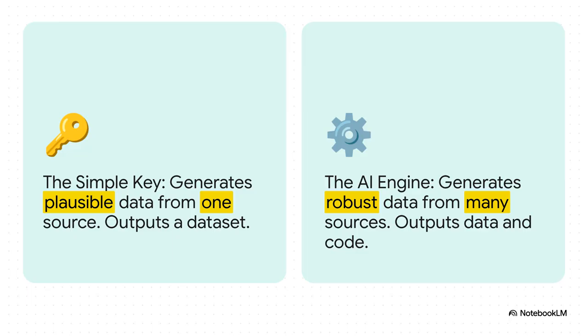The simple key was amazing. It gave us plausible data from a single text source. But the AI data engine? This thing generates statistically robust, reproducible data from a whole mix of complex sources. It's really the difference between a rough sketch and a detailed engineering blueprint.